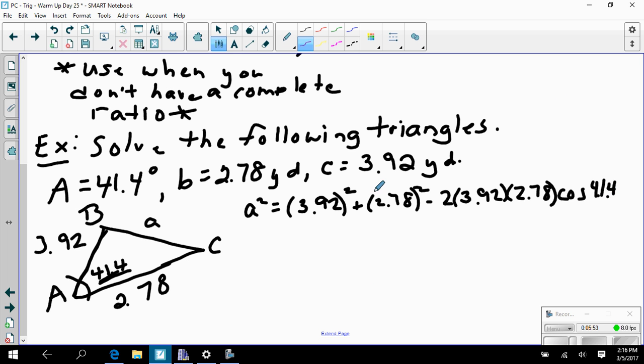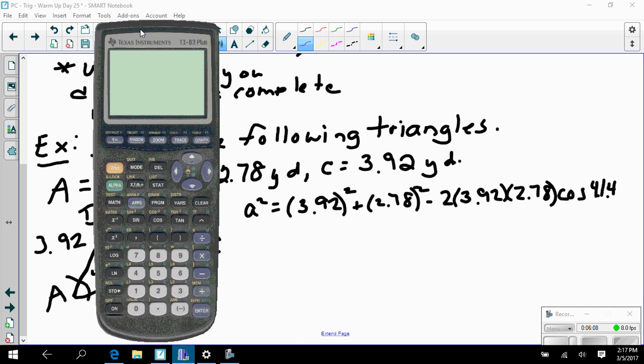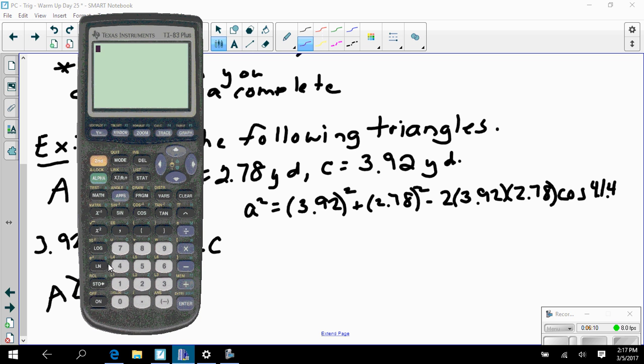Now this way, law of cosines is pretty straightforward because all of this over here is a number. So you can plug all of this in your calculator in one step, and that's what I would suggest you do. You also want to make sure you're in the right mode. We got to be in degree mode because of this 41.4 right over here. So here's my calculator, and make sure your mode, I'm in degrees. Okay, so I'm just going to type this in all in one step.